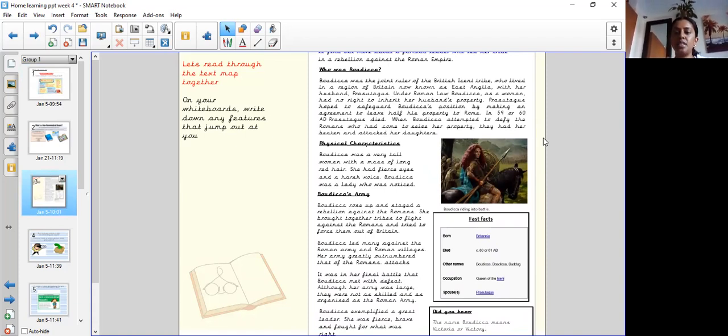In 59 or 60 AD, Prasutagus died. When Boudicca attempted to defy the Romans who had come to seize her property, they had her beaten and attacked her daughters. Physical characteristics. Boudicca was a very tall woman with a mass of long red hair. She had fierce eyes and a harsh voice. Boudicca was a lady who was noticed.